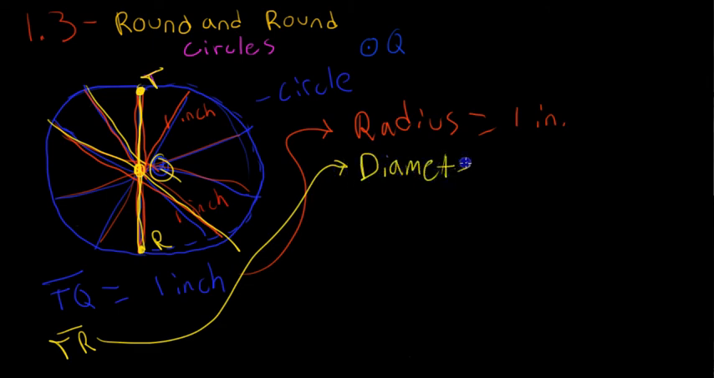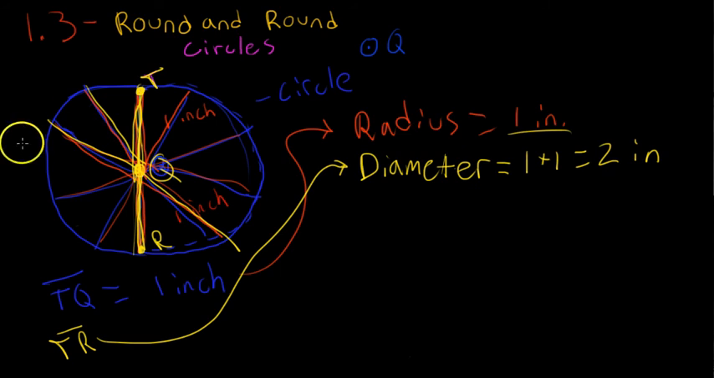Well, really, what's the length of segment TR? Well, we know that it's made up of 2 radii. It's made up of segment TQ, which is a radius, and we know the radius is 1 inch. We know it's made up of segment QR, which is a radius. So really it's 1 plus 1, which is equal to 2 inches. That's the diameter of this circle.